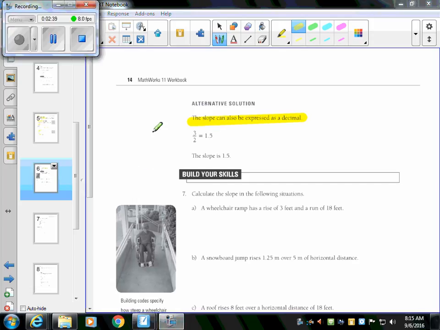So you have a couple of questions to build your skills to calculate some slopes. Good luck. Have fun.